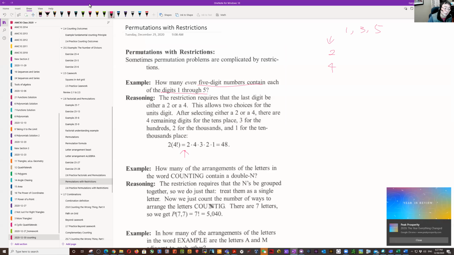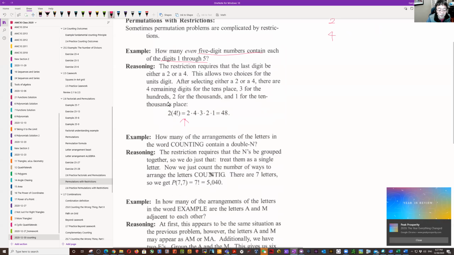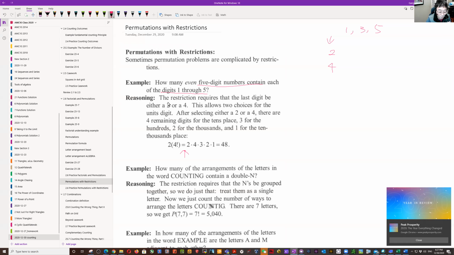So for permutation with restriction, you just have to handle the restriction part first, see what the restriction condition is doing to the multiplication factor, and do it right.